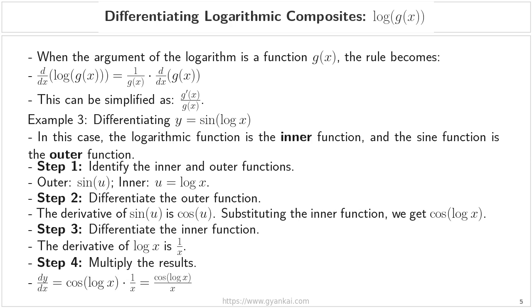Step 4. Multiply these two results together. The derivative of y with respect to x equals cosine of the natural log of x, multiplied by 1 over x. This can be written more cleanly as cosine of the natural log of x, all divided by x. As we move forward to the next slide, we will see how to handle even more complex scenarios where these functions are nested within inverse trigonometric functions.